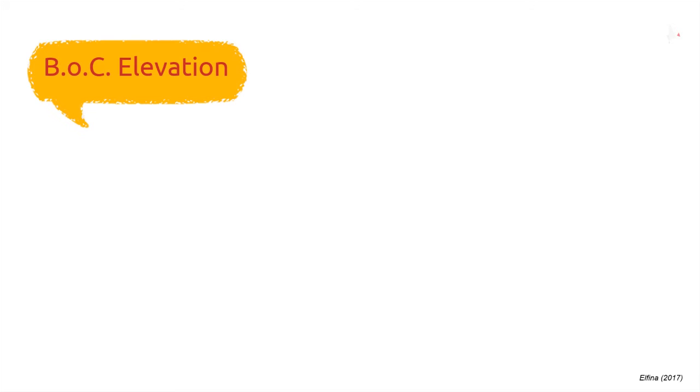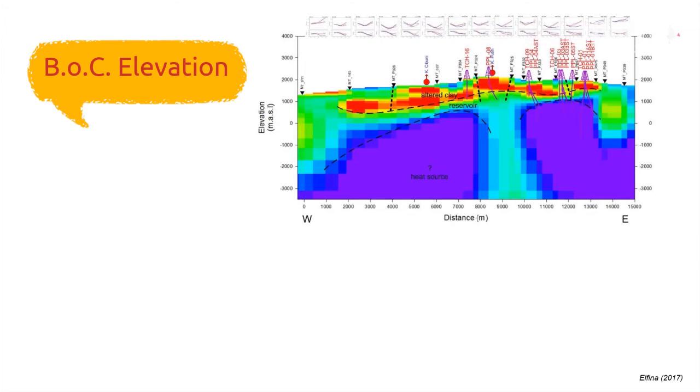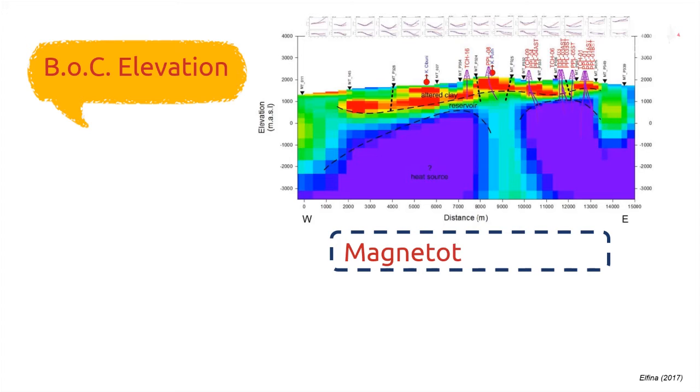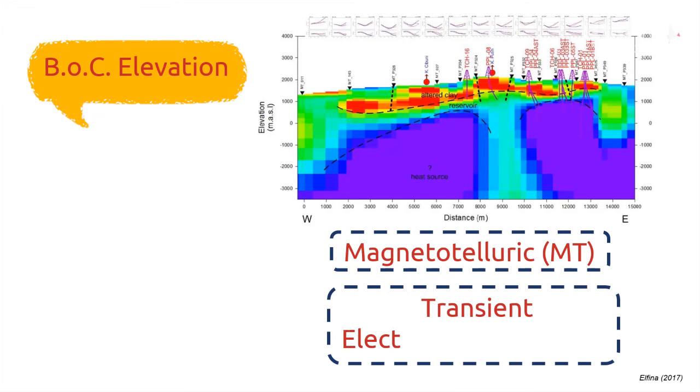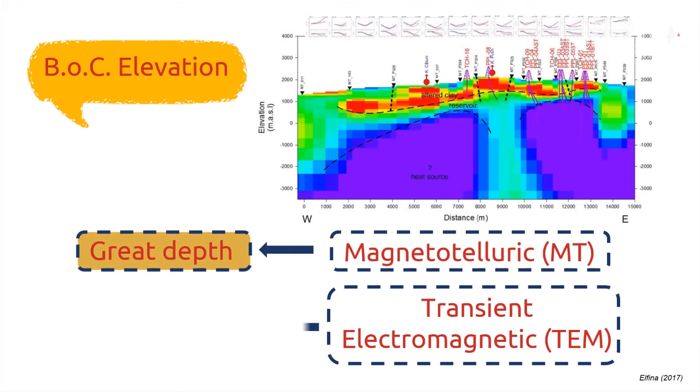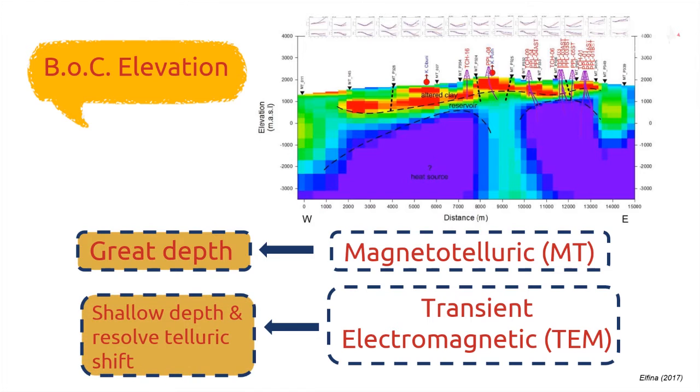BOC's elevation delineation can be done by using the resistivity model derived from inversion of magnetotelluric or transient electromagnetic method. These two methods complement each other since the MT shows results at great depth while the TEM shows results at shallow depth and resolves the telluric shift problem of the MT.